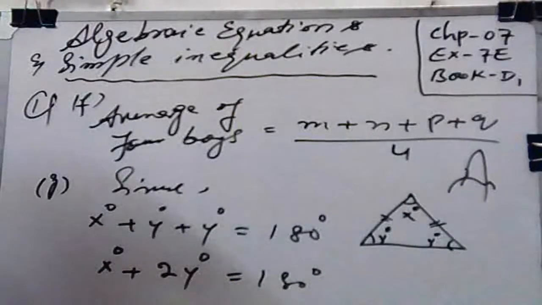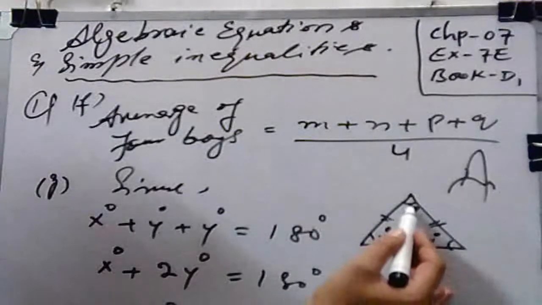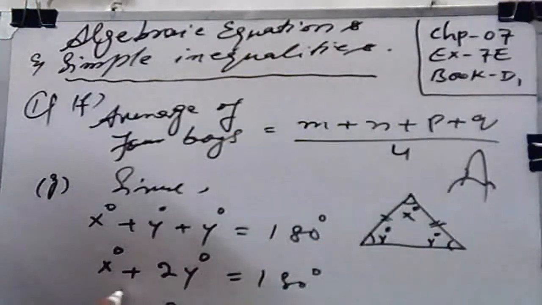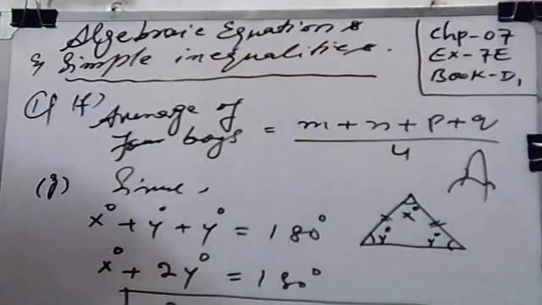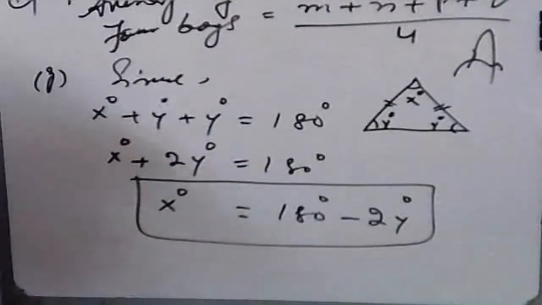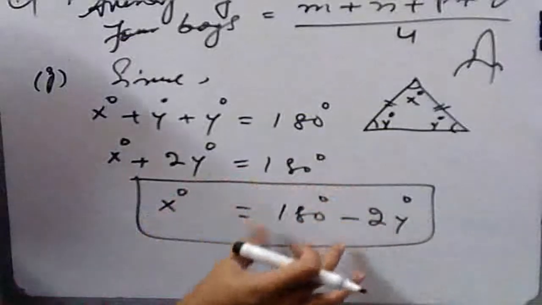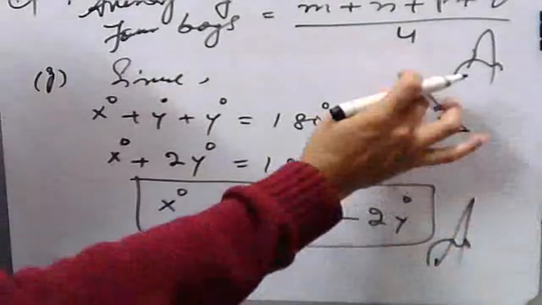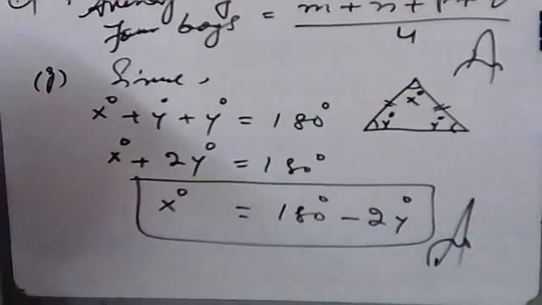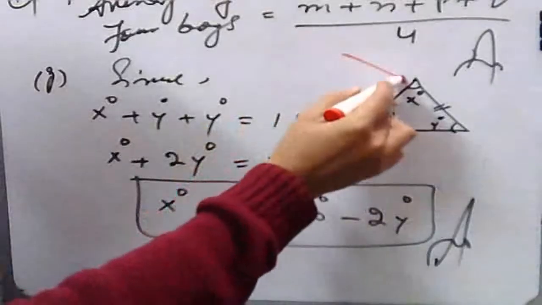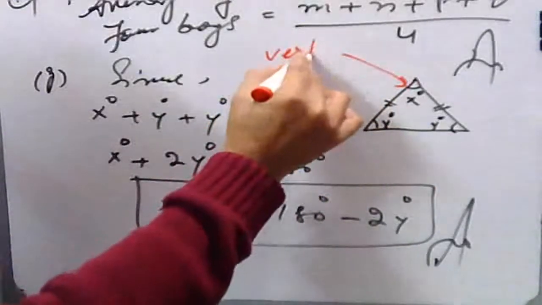So it means both are the same thing, so you can write 2y degree plus your x degree is equal to 180. So you need the value of x, so you can write 180 degree minus 2y degree. So this is the required formula for the vertical angle.